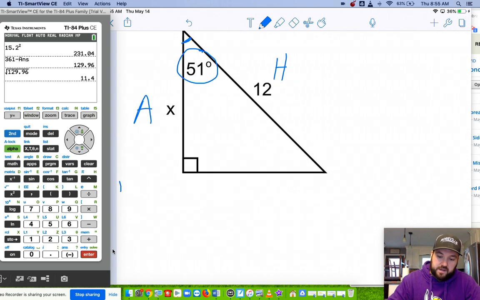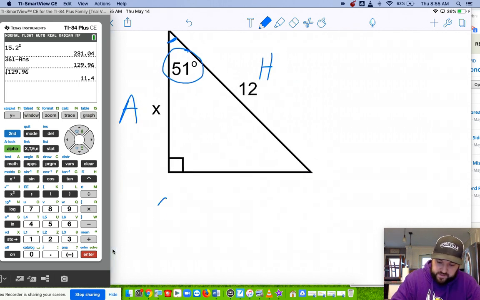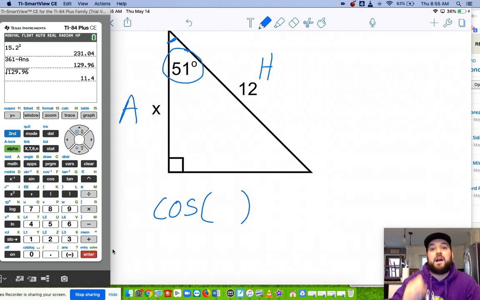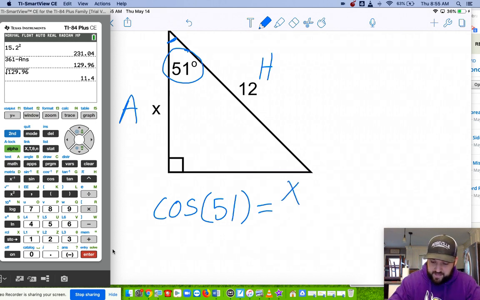So what I'm going to do is set up a little equation here. I'm going to set up the cosine of, and remember, what comes after cosine has to be an angle. So I have to put 51 in here. So cosine of 51 equals adjacent divided by hypotenuse, which in this case is x divided by 12.